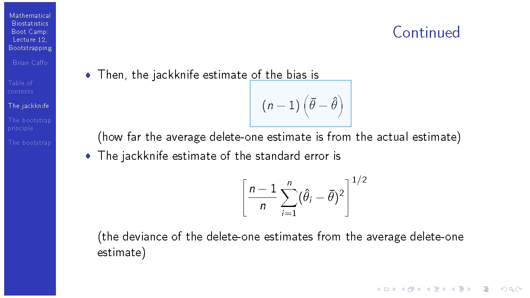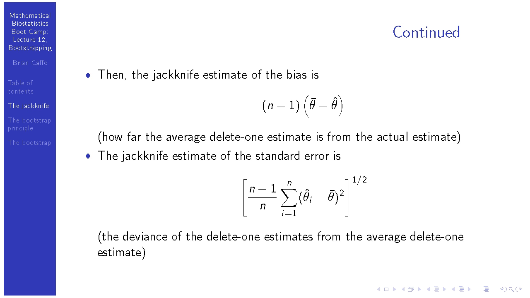So again, this estimate is really related to how far the average delete-1 estimate is from the actual estimate. And this n-1 is just a factor that was a good estimate of the appropriate multiplier to get the bias to be an estimate of the true bias. The jackknife estimate of the standard error is n-1 over n times the sum of the squared deviations of the leave one out estimates around the average of the leave one out estimates. So it's sort of like the square root of n-1 times the variance of the leave one out estimates.